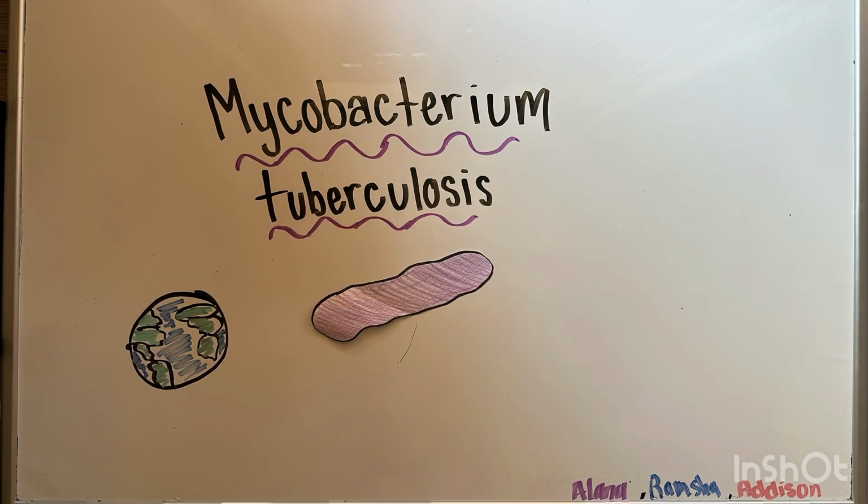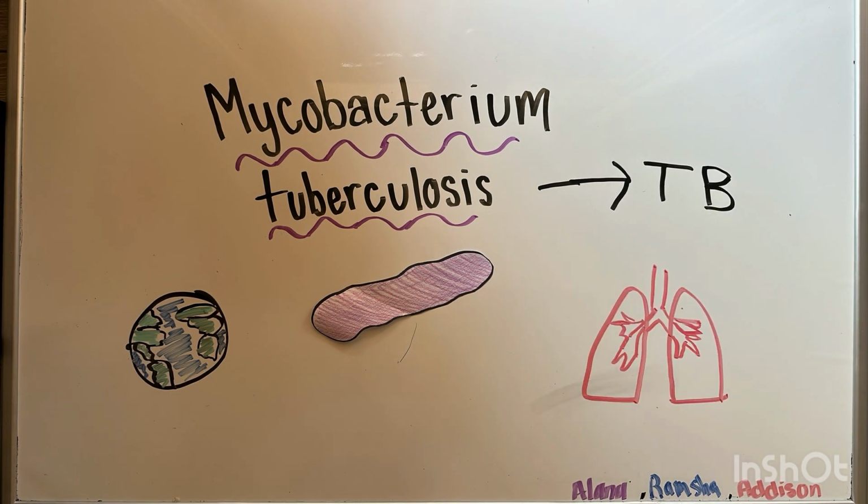TB causes chronic inflammation of the lungs, which can lead to necrosis, which is tissue death, or lung tissue fibrosis, which is tissue scarring. Fibrosis and necrosis both obstruct the airway and airflow to the lungs. TB is a gram-positive bacillus bacteria.